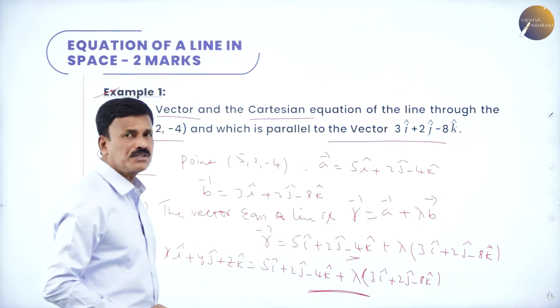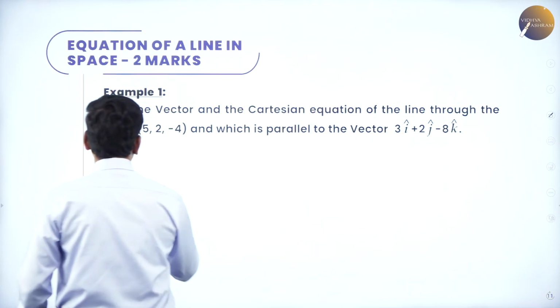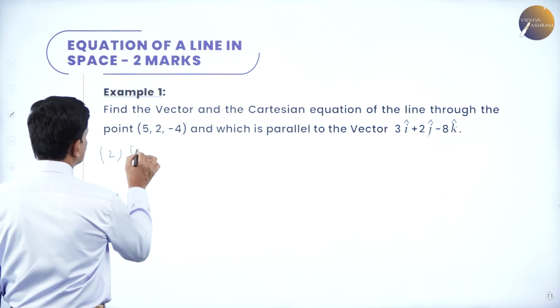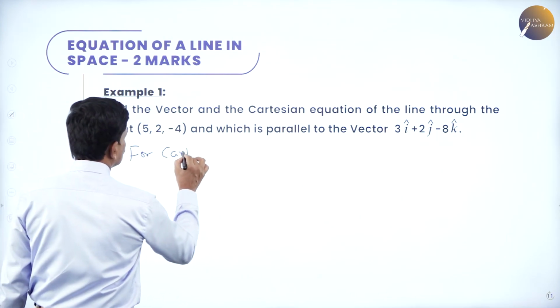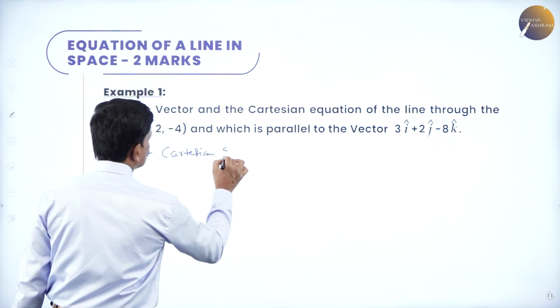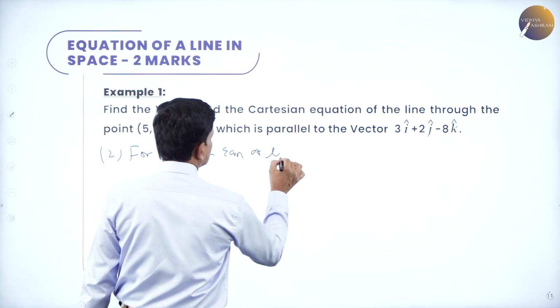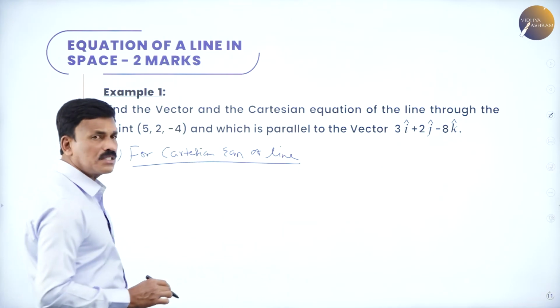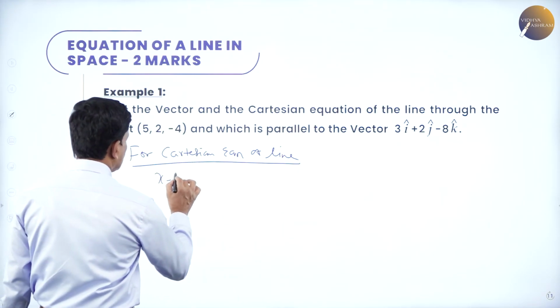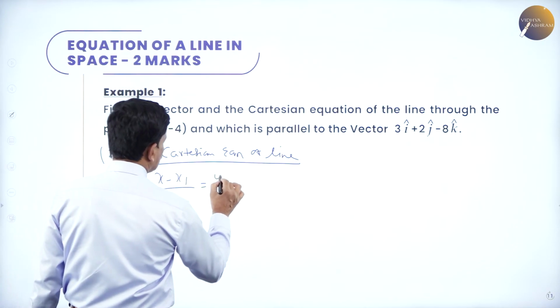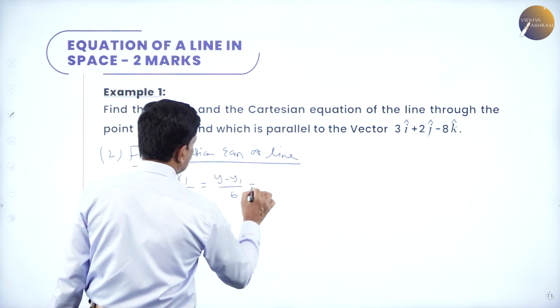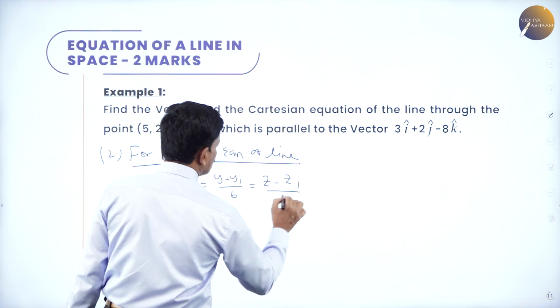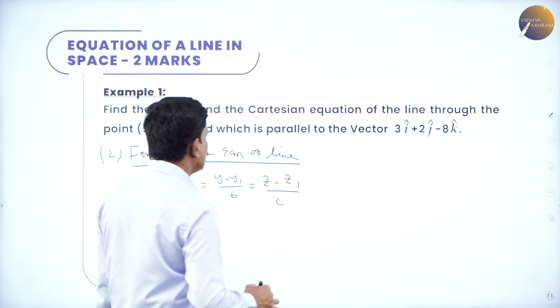This is the vector equation. Now second, for the Cartesian form of the equation of the line. So what is the Cartesian equation of the line? (x − x1)/a = (y − y1)/b = (z − z1)/c. Now what is given here?